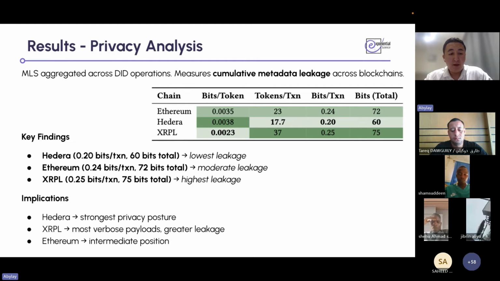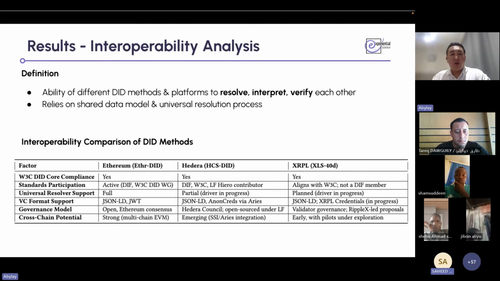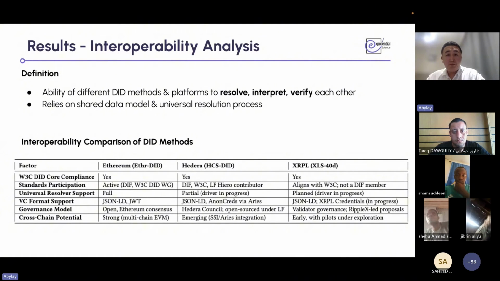So basically, the key findings are that Hedera shows the strongest privacy based on this methodology. XRPL has the most verbose JSON payload, so it has greater leakage. Ethereum is a bit less. The last analysis was on interoperability.